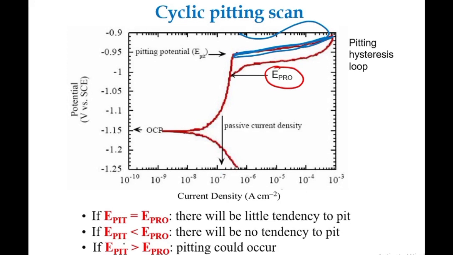But if E pit, that's the pitting potential, is greater than the protection potential, that means that corrosion occurs, and in that case the loop is very big. So it goes like this. You have a bigger loop. The loop is like this, and this means pitting corrosion. Okay, let's take note of these three.